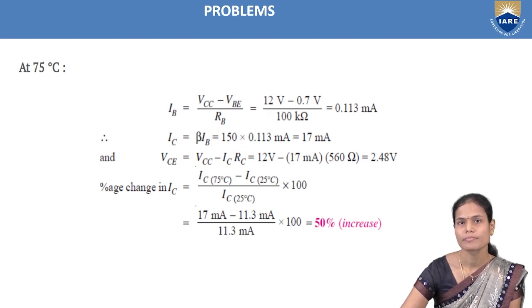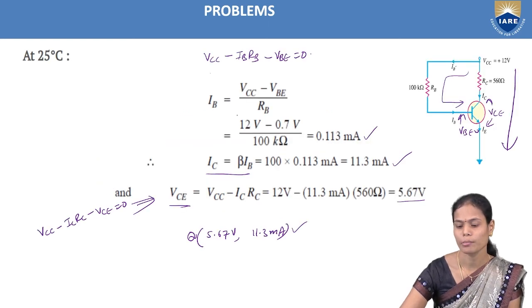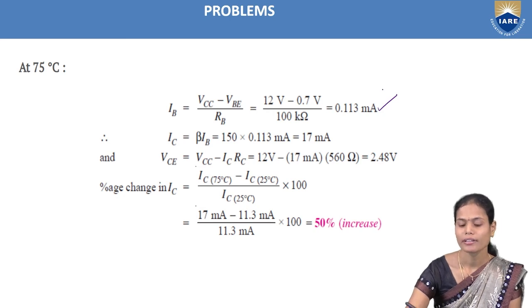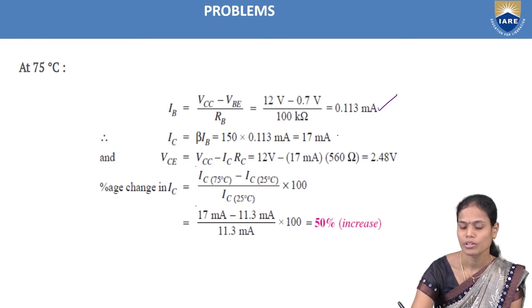Here the beta value will change. IB value is the same. Why? Because in the IB equation we don't have any beta value. So that's why the IB value is the same. And the IC value will change here. Why? Because beta is changed from 100 to 150. So we got IC as 17 milliamperes.